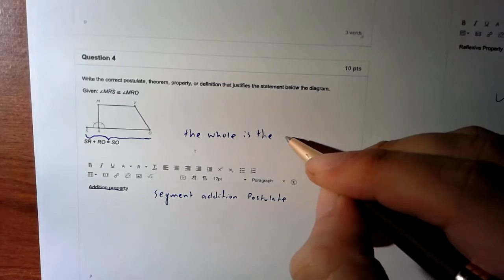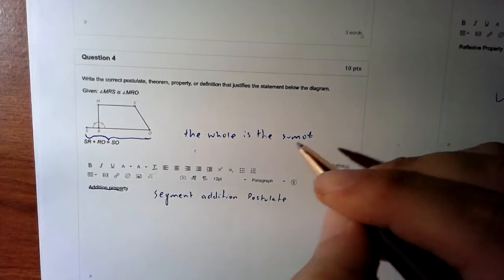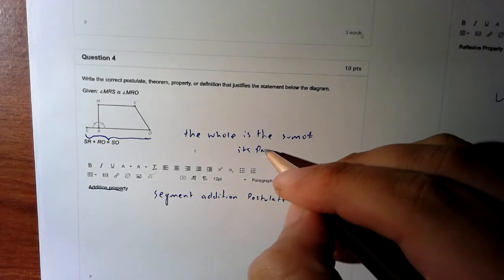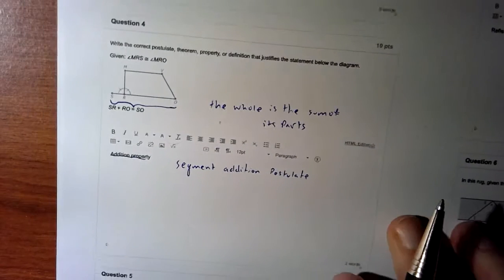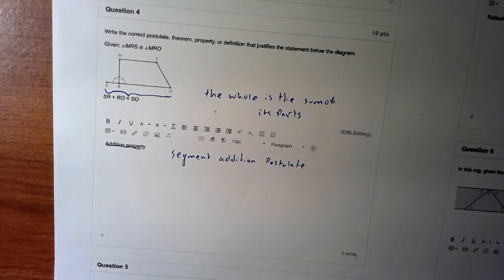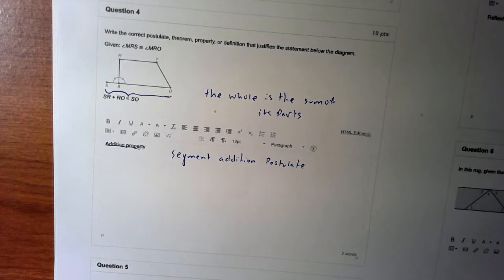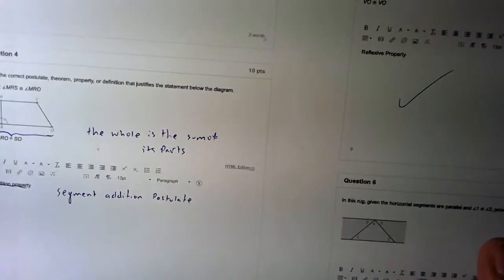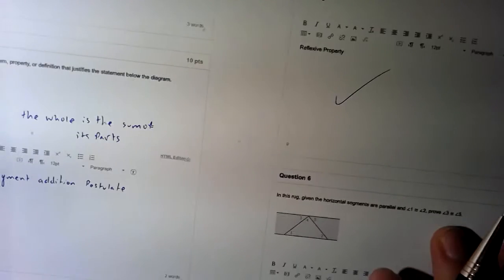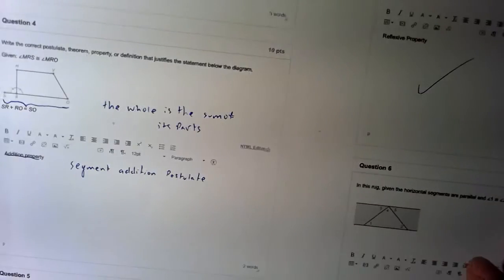Which means it's going to be either the angle addition postulate or the segment addition postulate. This time we're dealing with segments, so we're using the segment addition postulate. Okay, so that one's pretty straightforward. It's kind of like question 1 except with segments. And then we can move on. Question 5 was correct. Good job on that.